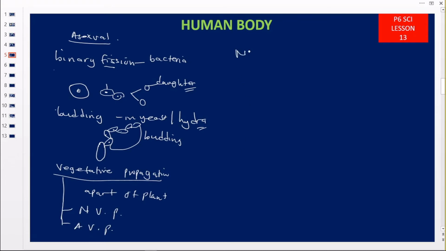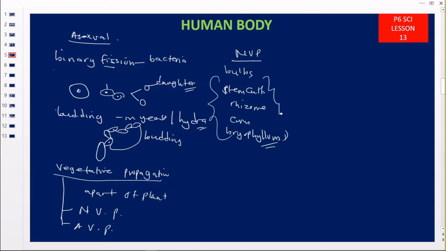Now when we look at natural vegetative propagation, this is by means of bulbs, planting the stem cuttings, planting rhizomes in case of the ginger, if you remember from our classification of plants, then planting the culms, then planting the leaves of the bryophyllum. We have that plant called bryophyllum, so it is just propagated by means of leaves. So all these ones are natural vegetative propagation, even by means of suckers, even by means of crowns.